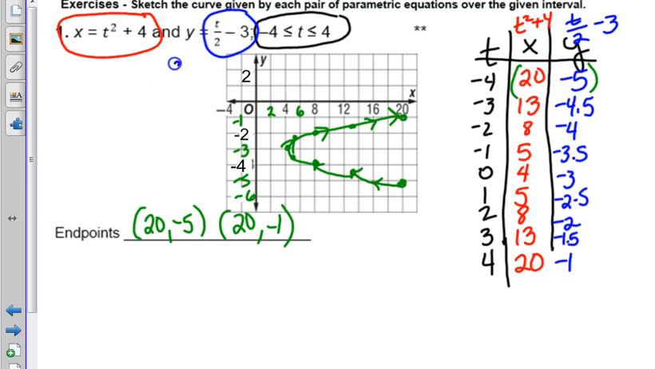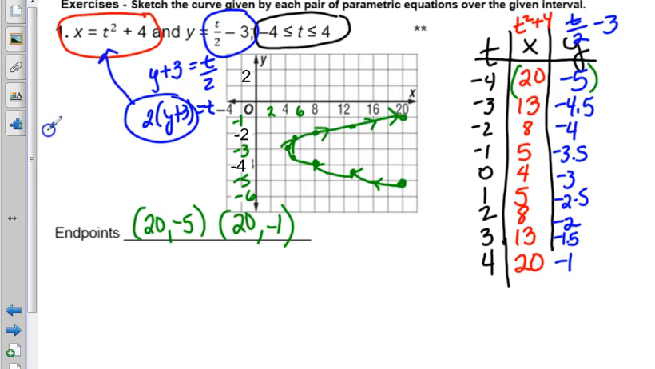Okay, so you want to make this y plus 3 equals t over 2. So 2 times y plus 3 equals t. And then we can plug that in where? Here. So we'd have x equals 2 times y plus 3 quantity squared plus 4. I would be fine with that, but if you wanted to get it to look more like what we did last week, you would subtract the 4 over there.